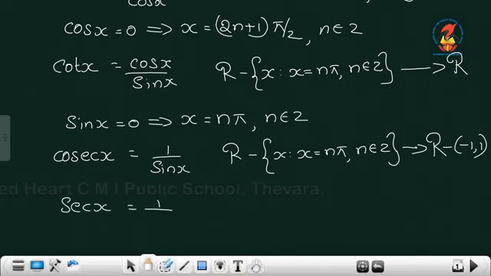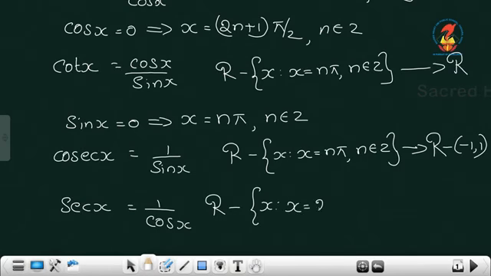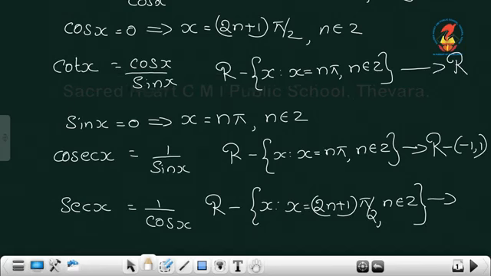Sec x is equal to 1 by cos x. So domain is R minus, what is the domain? R minus, this cos x is 0, that values we have to subtract. Cos x is equal to 0 means x is equal to 2n plus 1 pi by 2, where n belongs to z. This is the domain of sec function. Then what is the range? It is similar to cosec function.